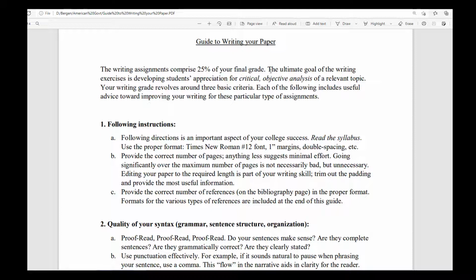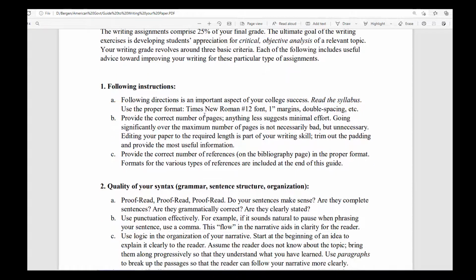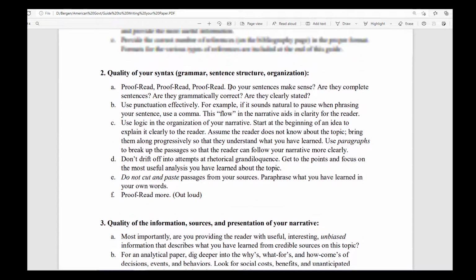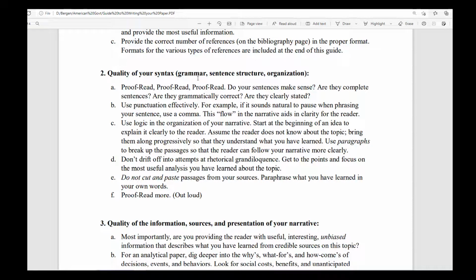Using critical objective analysis of your relevant topic that has been submitted and approved. The first criteria is following instructions, and we've talked about that quite a bit. So let's just jump to the second criteria, which is the quality of your syntax. That's your sentence structure, the grammar, the way you write your sentence, organization, paragraphs.